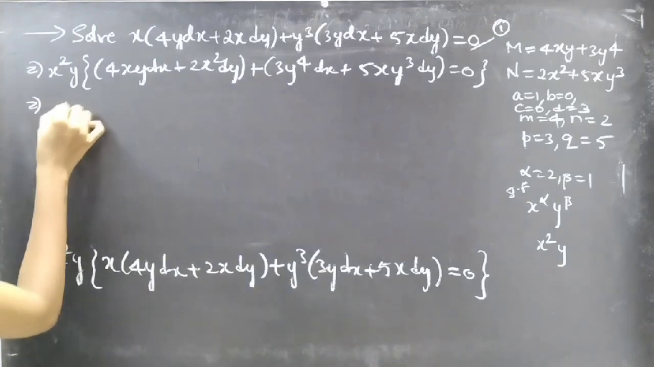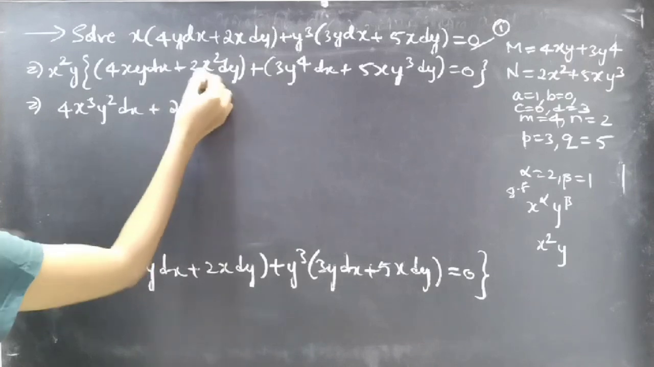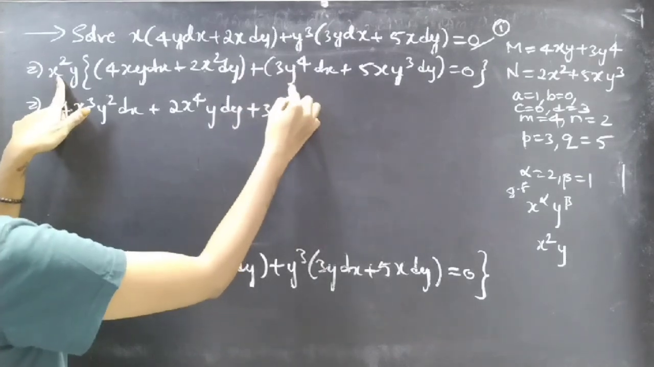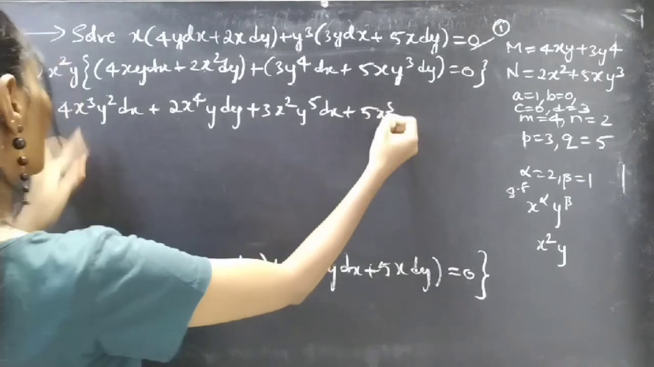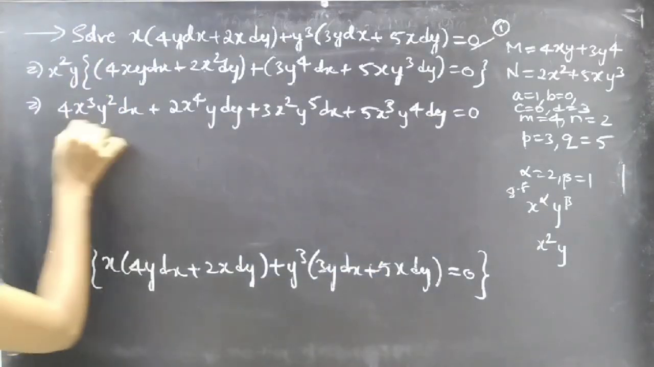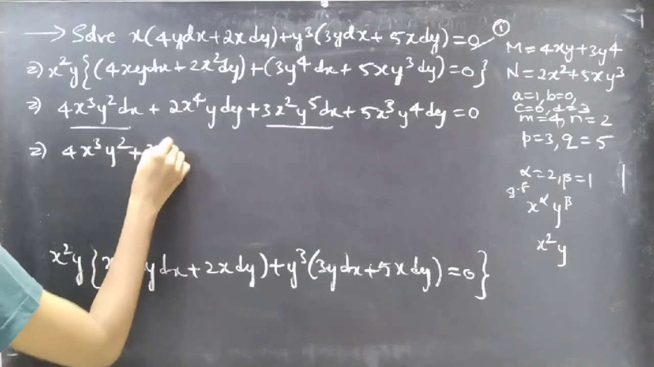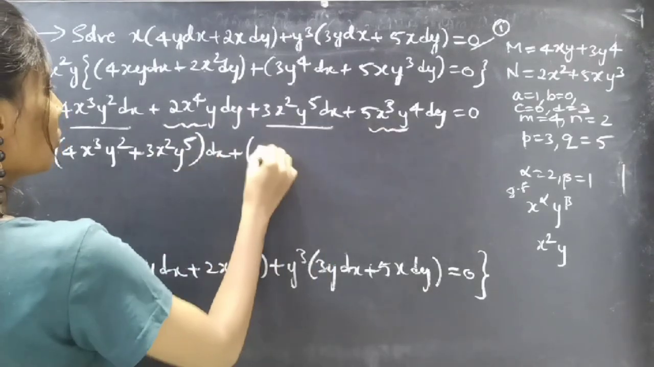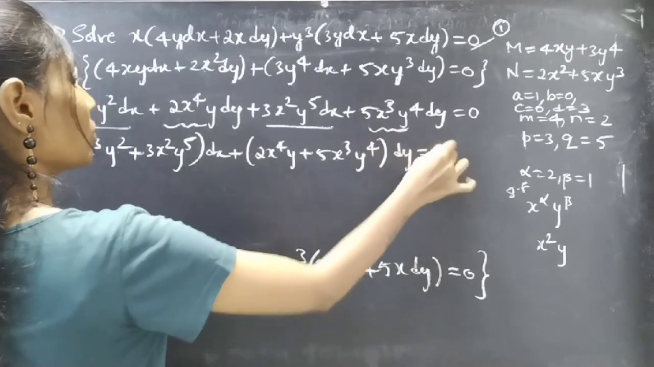Now multiply the integrating factor, you'll get 4. x² into x is x³, y into y is y², dx, plus 2, x² into x² is x⁴, into y, dy, plus 3, x² y⁴ into y is y⁵, dx, plus 5, x² into x is x³, y into y³ is y⁴, into dy equal to 0. Now take dx common from these two terms, we'll get (4x³y² + 3x²y⁵) dx plus, now take dy common from these two terms, we'll get (2x⁴y + 5x³y⁴) dy equal to 0.